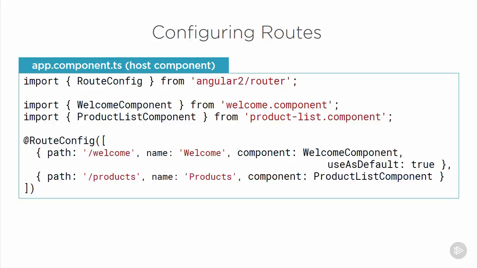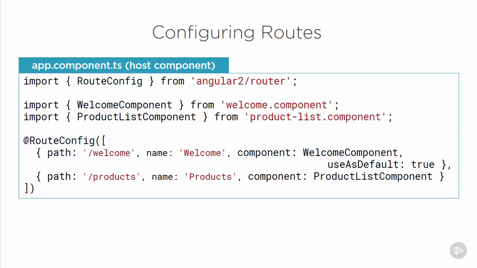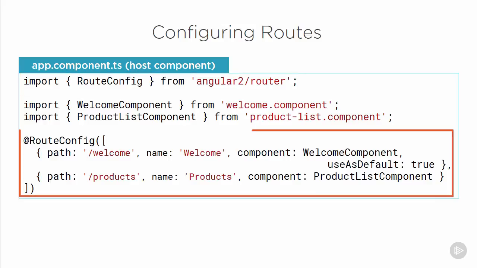To create a router and configure routes, we use the Route Config decorator and apply it to any component that wants to manage routes. For clarity, we'll call the component that manages the routes the host component. Note: as of this recording, the Angular team plans to rename this decorator to Routes, but that change is not yet in place, so we'll use Route Config throughout this module. We first need to import Route Config from Angular to Router. Then we add the Route Config decorator to a host component's class and use it to define our routes.